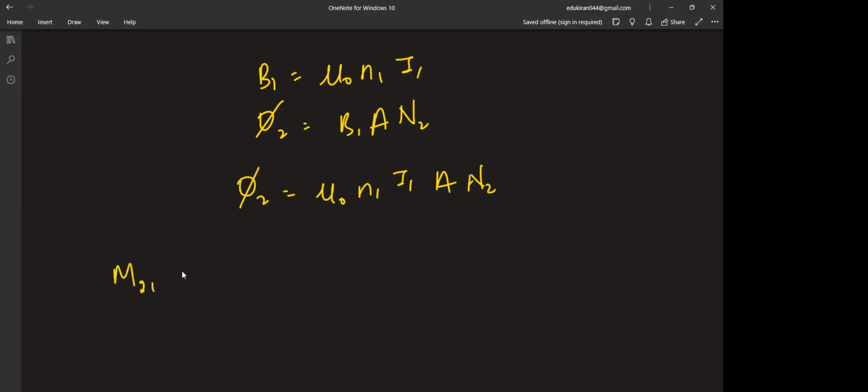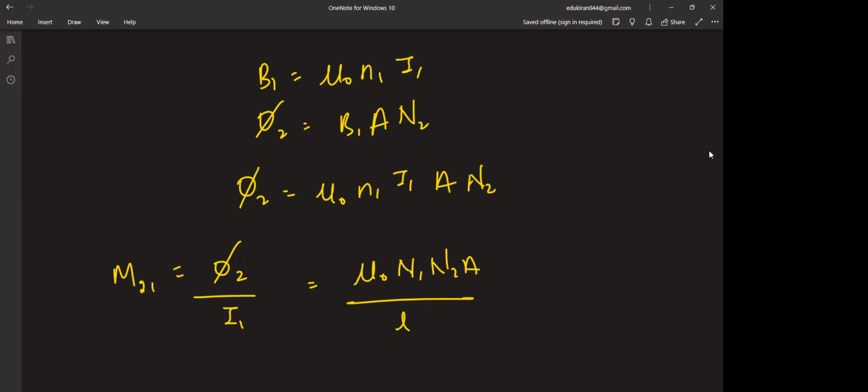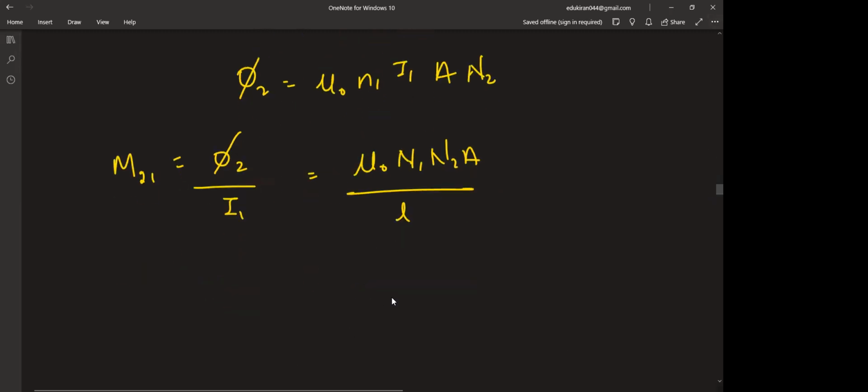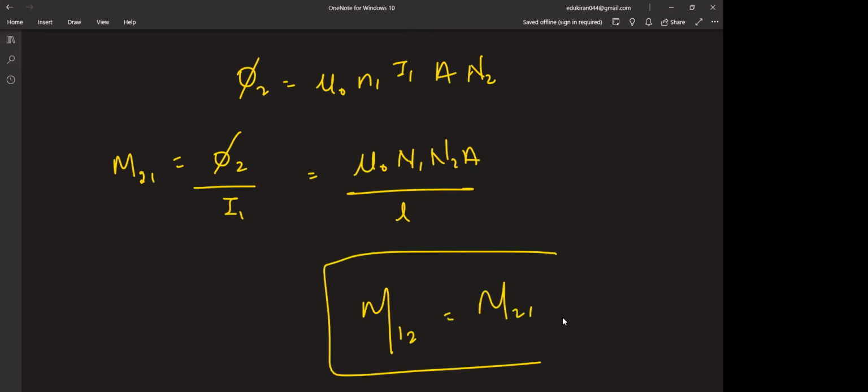Same thing. So M21 will be equal to, now you can calculate this by yourself. This is mu naught N1 into N2 into area by length. So what can we conclude? What question can come? You have to prove sometimes M12 is equal to M21. So these are the calculations which you have to show. This can be asked to you in this form.